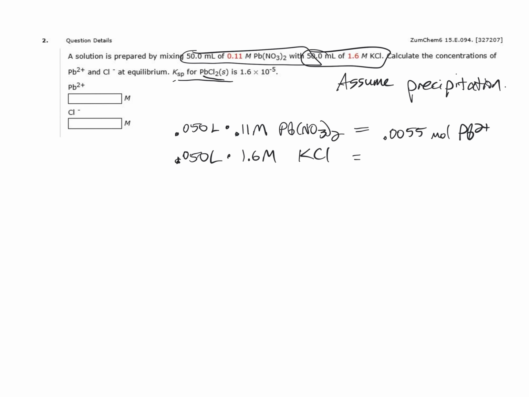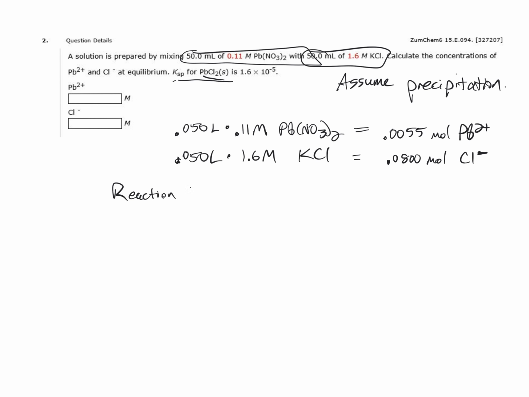If I just multiply then, I get 0.08. I'm going to add an extra 2 zeros just so it looks like we're working, it's easier to compare the two numbers. So we've got a certain number of moles of lead 2 ions and a certain number of moles of chloride ions in the salt. Next, let's consider the reaction to completion.